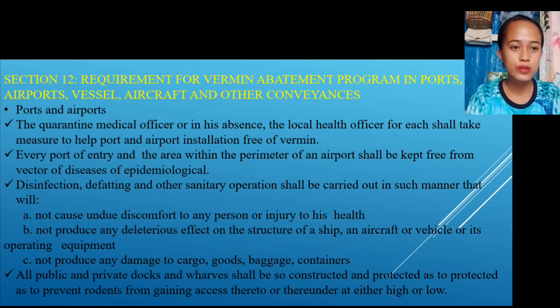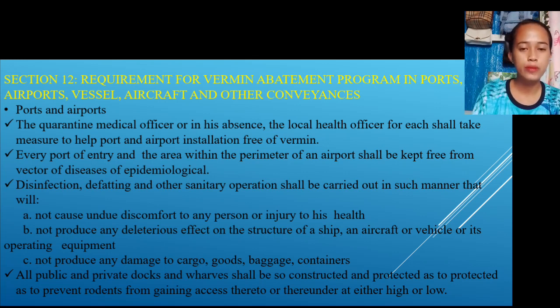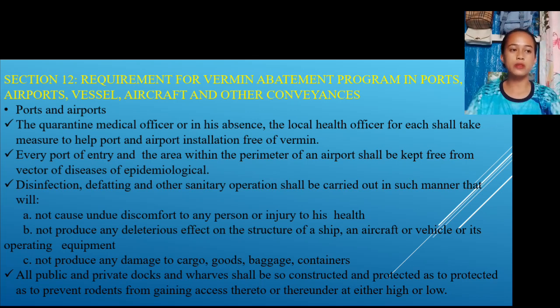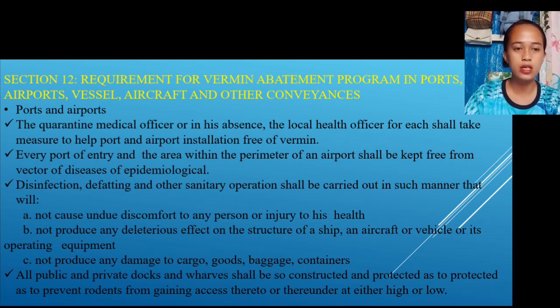Last is Section 12, requirements for the vermin abatement program in ports, airports, vessels, aircraft, and other conveyances. This covers ports, like the boats, and airports, which are for airplanes, and then vessels, meaning ships, aircraft, and other conveyances. Let's begin with ports and airports. These are where we board ships and airplanes.